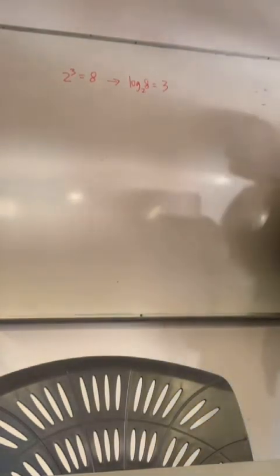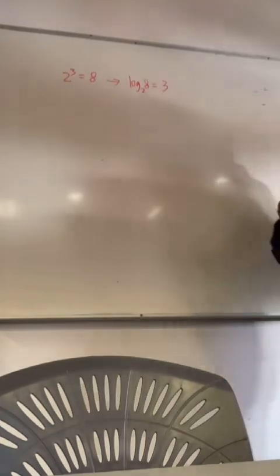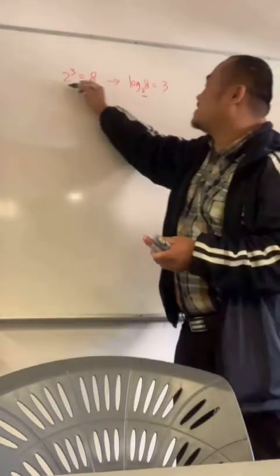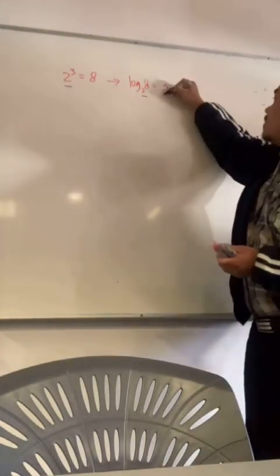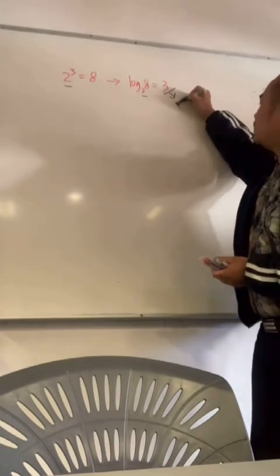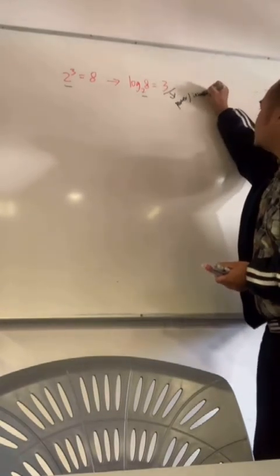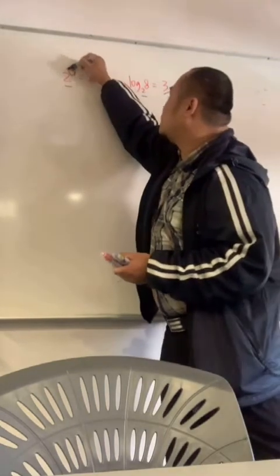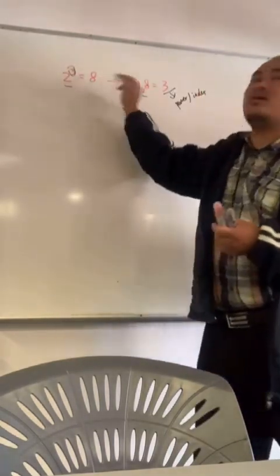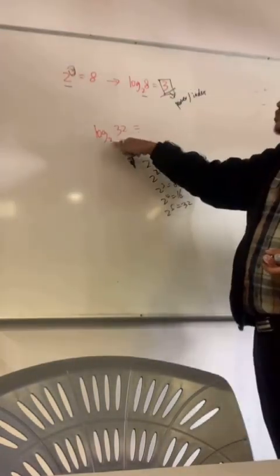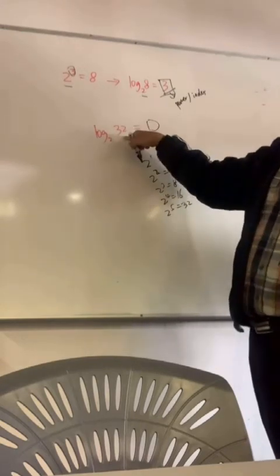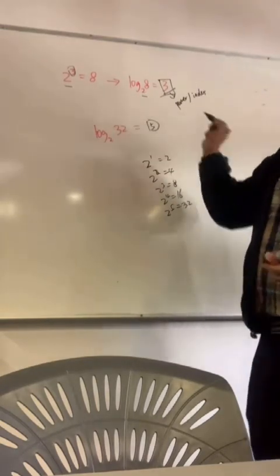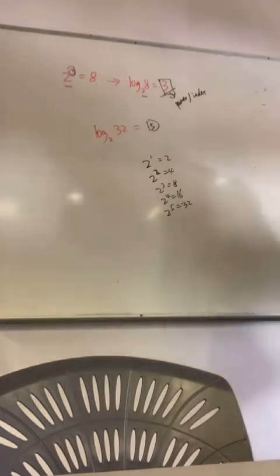So basically, the base is the same, all right? And this one represents the power, or we say the index. So this one is here, and a is this guy. So 2 to the power of what equals 32? There you go, this is 5. Does it make sense?